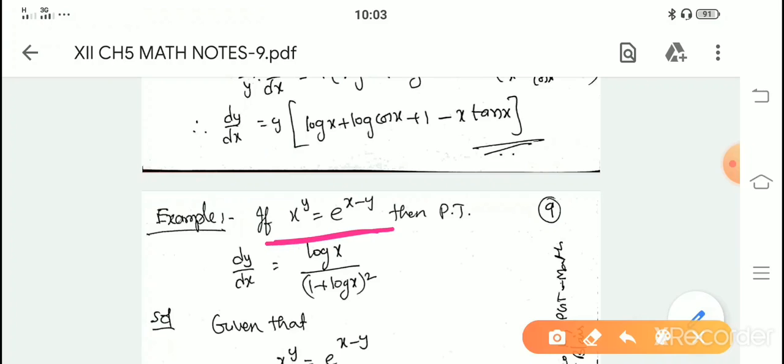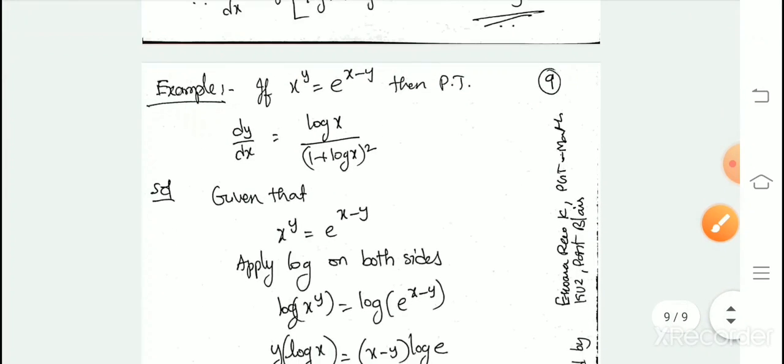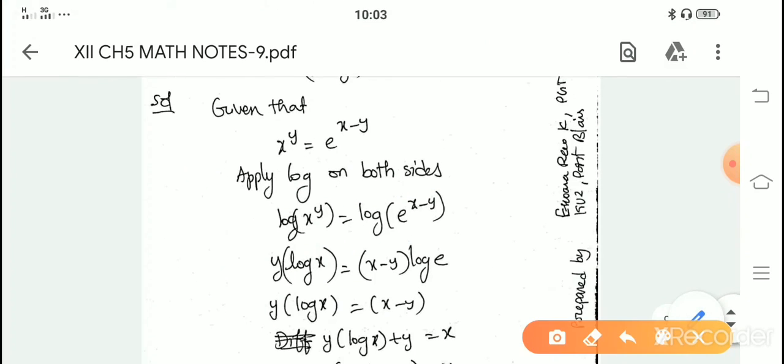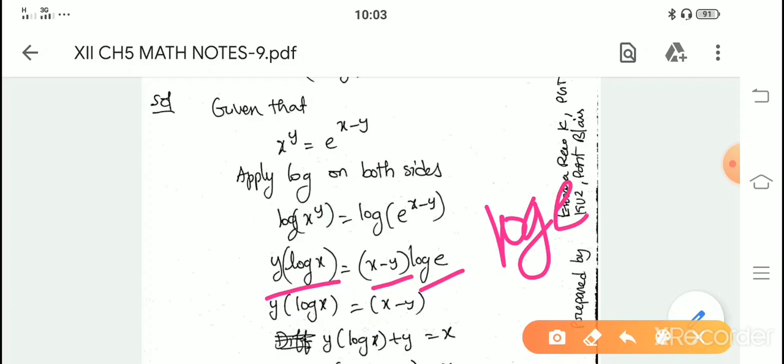Next question, this is an important model. If x power y is equal to e power x minus y, then prove that dy by dx is equal to log x divided by 1 plus log x whole square. This question is like the ones before, where we had simplification before differentiation. This also needs simplification before differentiation. Here we will have to take the help of logarithms again. See, x power y is equal to e power x minus y is given. Apply log on both sides: log x power y is equal to log e power x minus y. Then exponents will come before log: y log x is equal to x minus y into log e. Remember, log e value is 1. Then x minus y as it is.